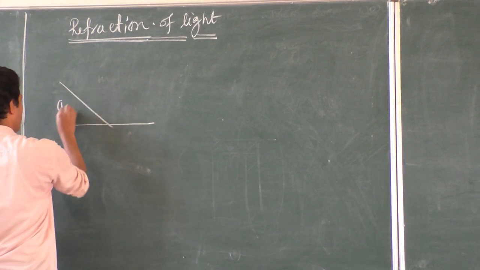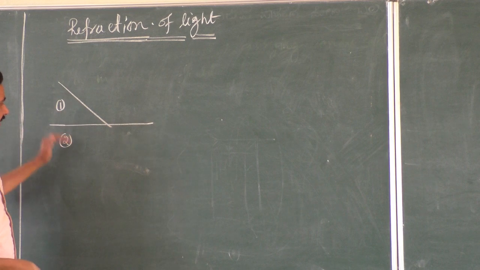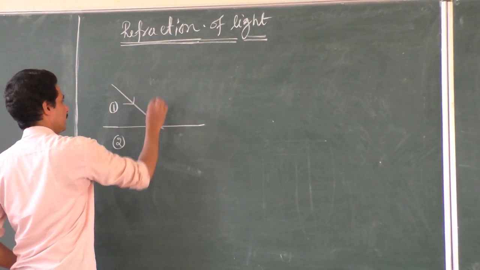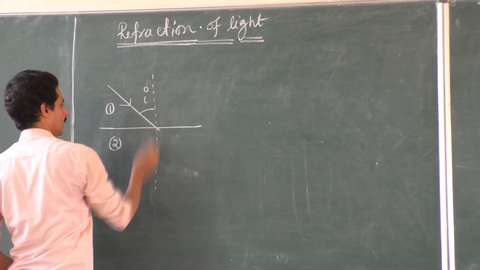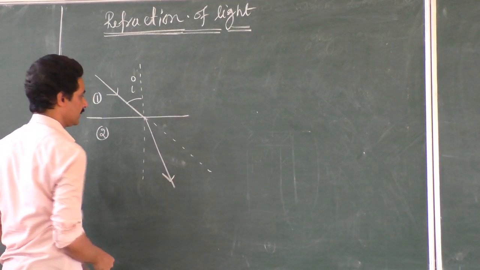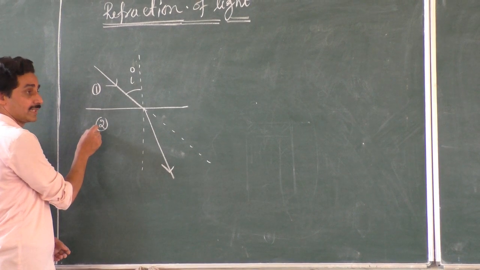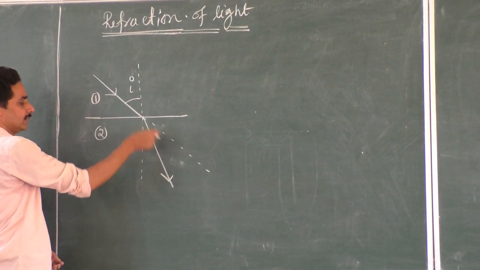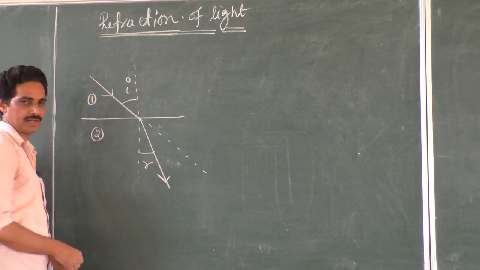Suppose this is medium 1 and medium 2, maybe any media, maybe water and glass, oil and water, any combination. We define the angle of incidence as the angle between the incident ray and the normal. Instead of traveling in the same straight direction, the ray bends towards the normal if its velocity is decreasing in this medium. So if the velocity is less here, it will bend towards the normal. This is the angle of refraction, the angle between the refracted ray and the normal.